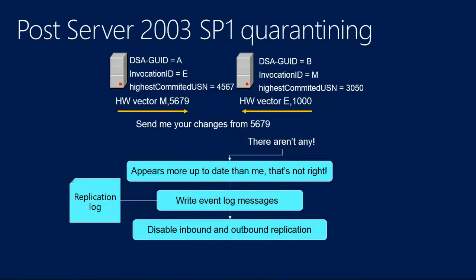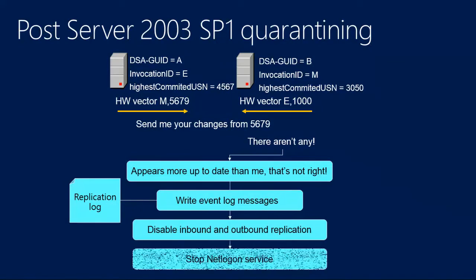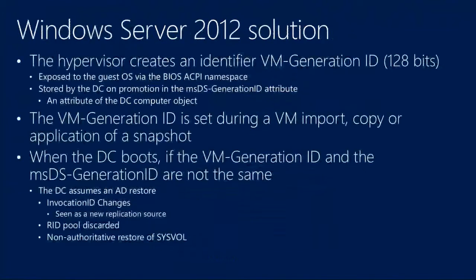And then he says, I'll disable my inbound and outbound replication, and then I'll shut down my net logon service. So am I a DC anymore? No. So that sort of, to a certain extent, helps you, but you could end up with duplicate RIDs in your domain and all sorts of issues. So we need a solution for that.